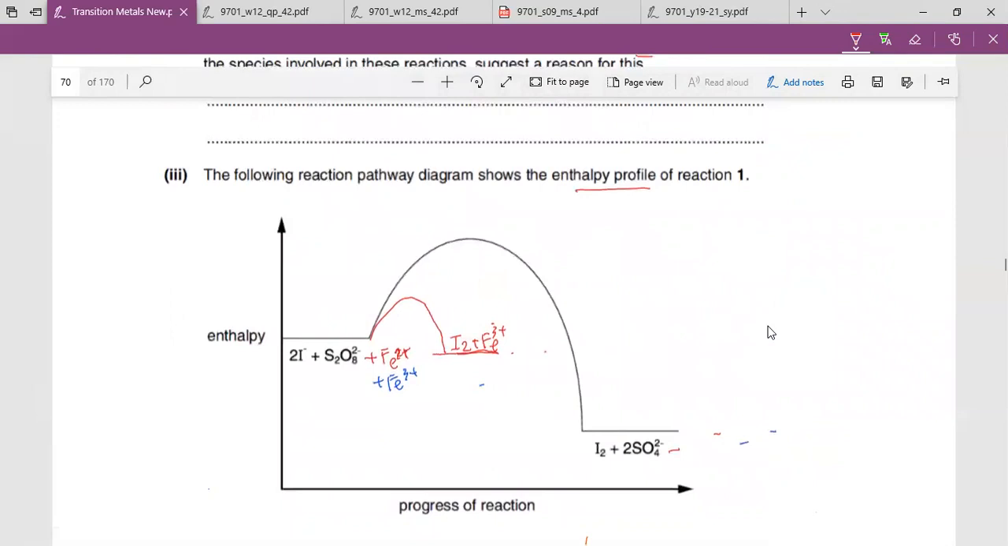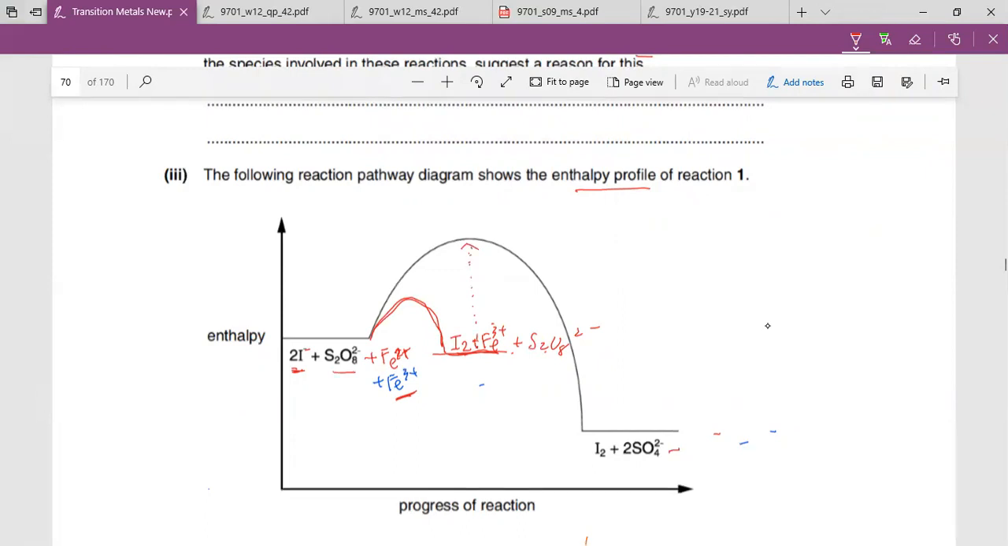Now here, this is the original, this is I minus, this is SO2. Now this one, which we're going to start first, because you need to talk about the intermediate. So if you start with Fe3+, which is the original, that means this will undergo reduction, that means you get I2, Fe3+, and of course plus the unreacted S2O8 2-. So this is the lower EA. This is the original EA.